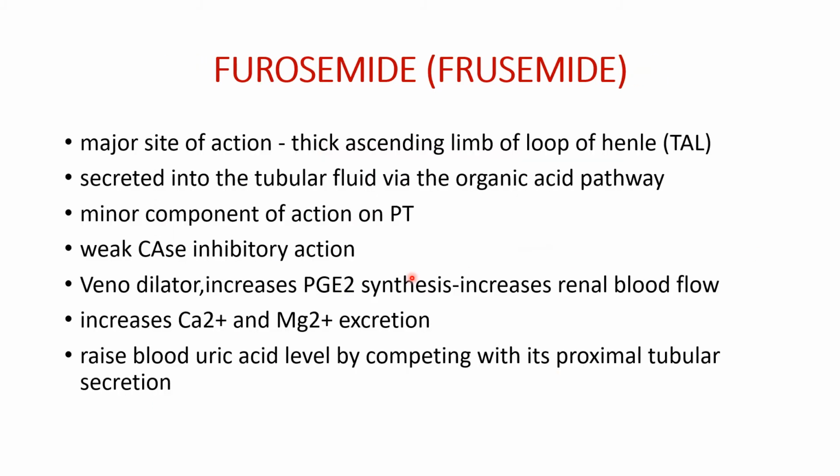The major site of action, as we saw, is the thick ascending limb, and furosemide is secreted into the tubular fluid through the organic acid pathway. It gets secreted through the organic acid transporter in the proximal convoluted tubule, and then it reaches the ascending loop of Henle through the tubular fluid. Then it acts from the luminal side.